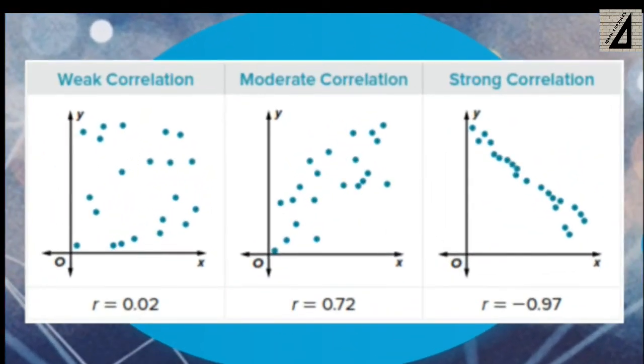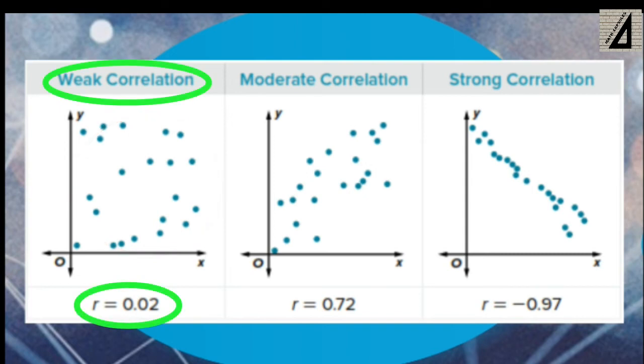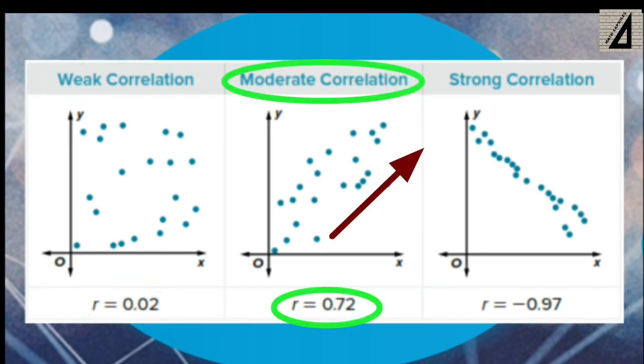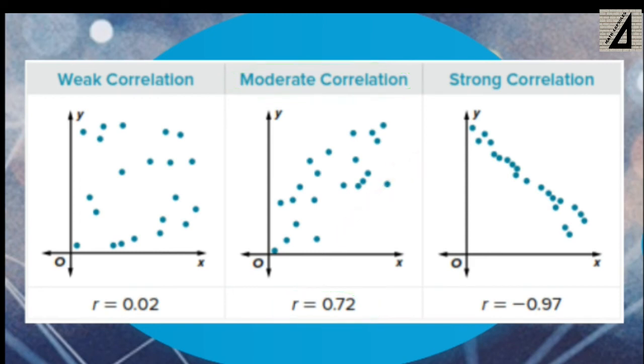So here are some examples of R, or the correlation coefficient. In the first one, you can see there is no correlation, or a very weak correlation, and if you find R on the calculator, it will be very far away from 1. It's like 0.02, which is not close to 1 at all. In the second one, it is a moderate correlation, and the correlation coefficient R is equal to 0.72.